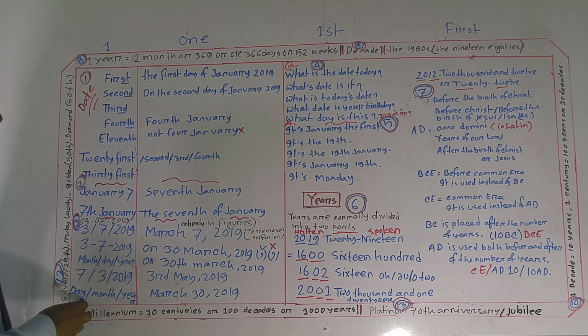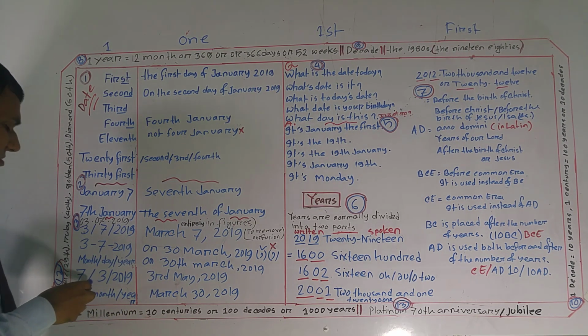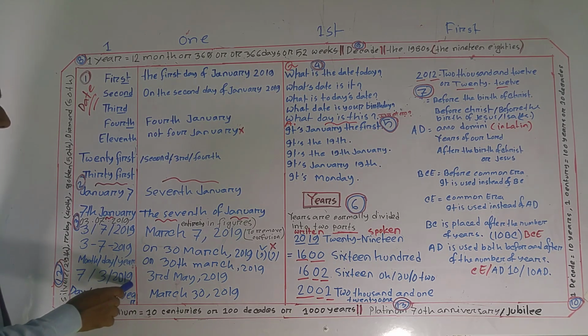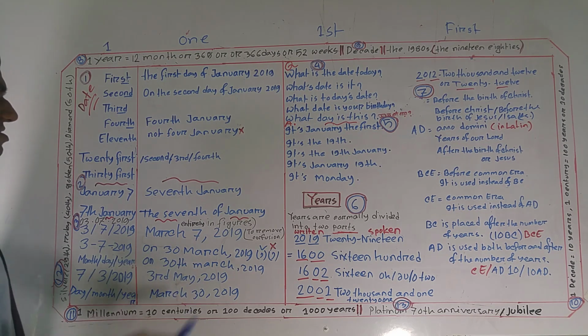And second, you can use this type. The 7th is a day. 3rd May. The 7th is a month. 3rd May, but at the time of telling you have to use the day first. 3rd May 2019. Again, 3rd May 2019. 3rd May, comma, 2019. Day, month, year.